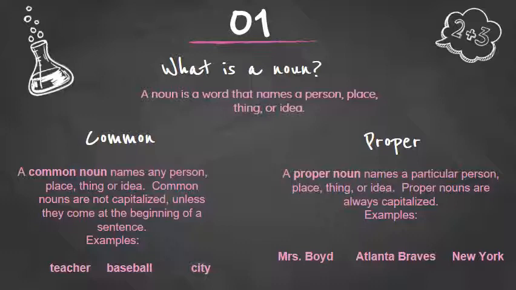Atlanta Braves, for example, is a name for a baseball team. New York is a specific name for a city. City and New York are both nouns, both names, but city is common. It could be any city. When we say New York, we mean a specific city, a particular city, then it is called a proper noun. And notice that proper nouns are all capitalized.